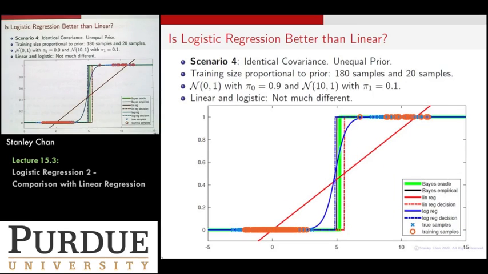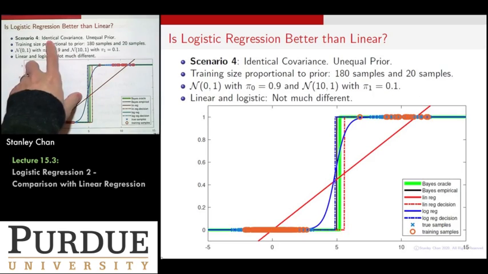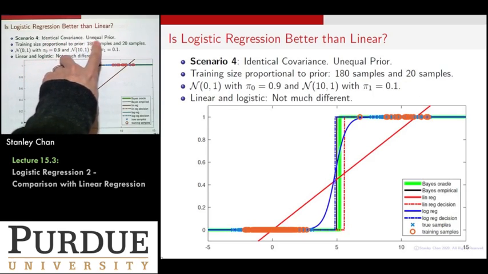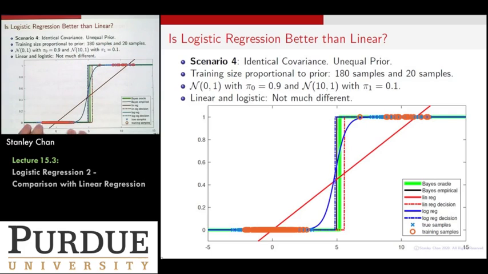Now, the last example is this. You have identical covariance, but then you have unequal prior, meaning that here you have more samples, and then here you have less samples. So that's the underlying distribution. Now, you run the Bayesian oracle, you get a green line, and then Bayesian empirical, you get a black line, and then you run linear regression, logistic regression. Again, there is not much difference.